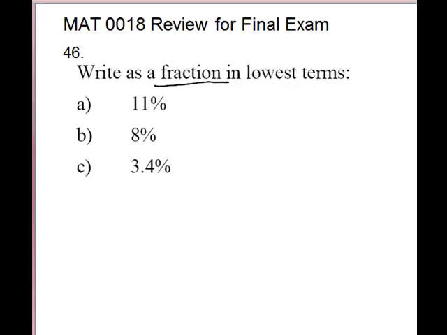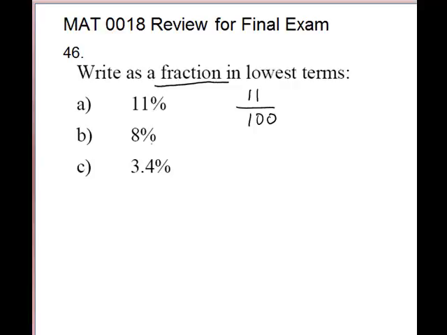This one asks us to write as a fraction in lowest terms, so we're going to reduce it. First of all, to write as a fraction, I would use the definition. Percent means parts of 100. So for 11%, that means 11 parts out of 100. Okay, that is out of percent. It's into a fraction. By definition, it will not reduce. So that is A.